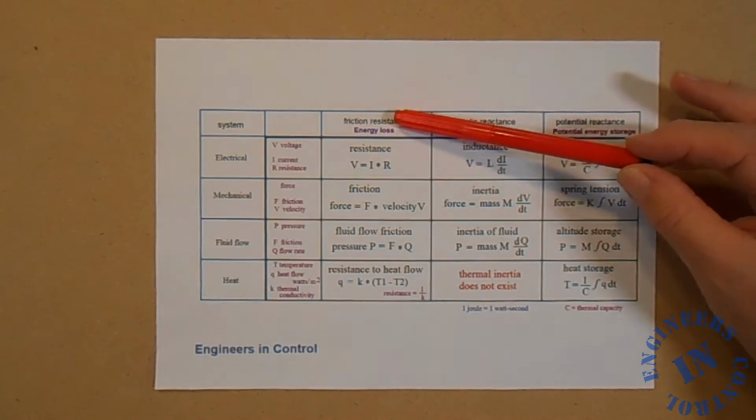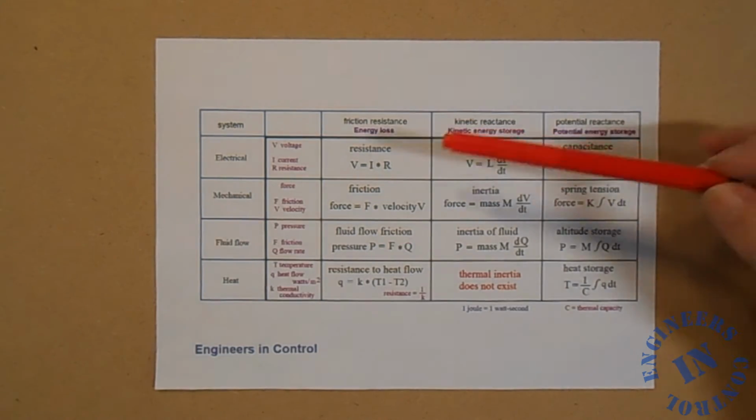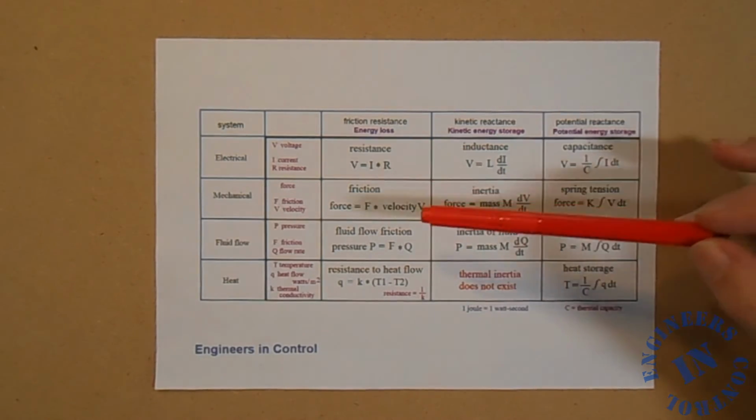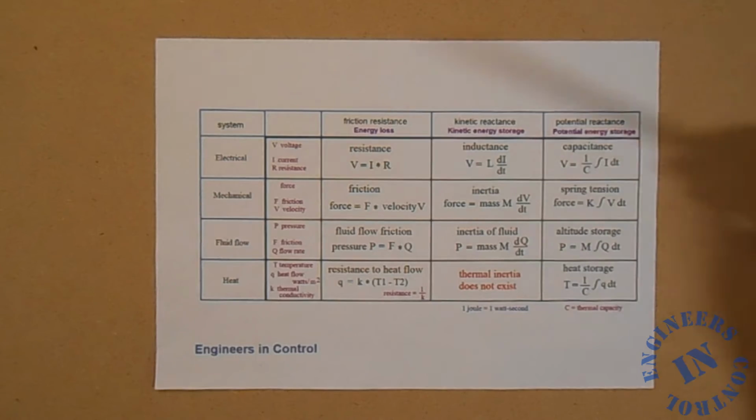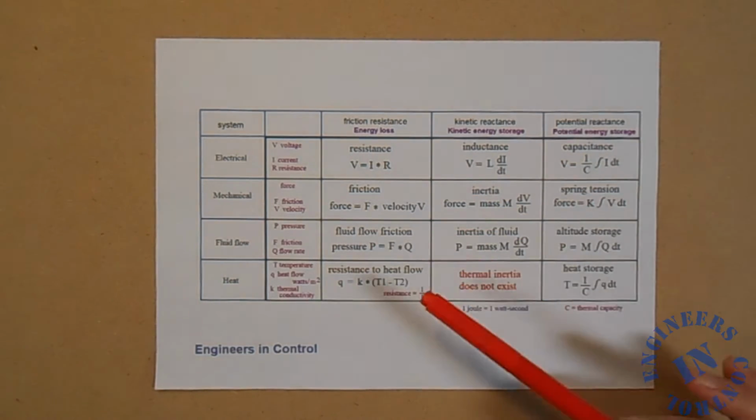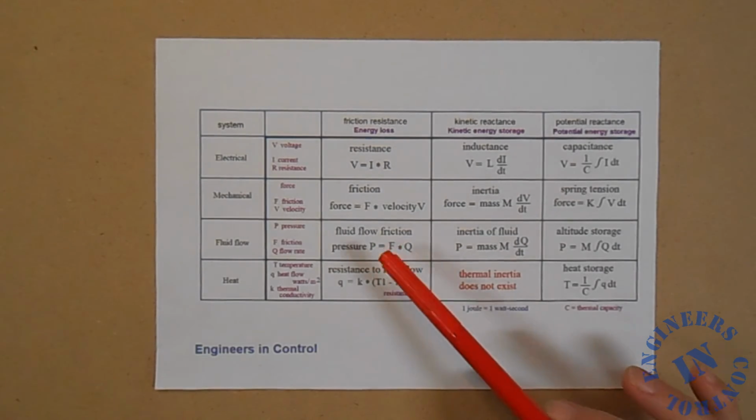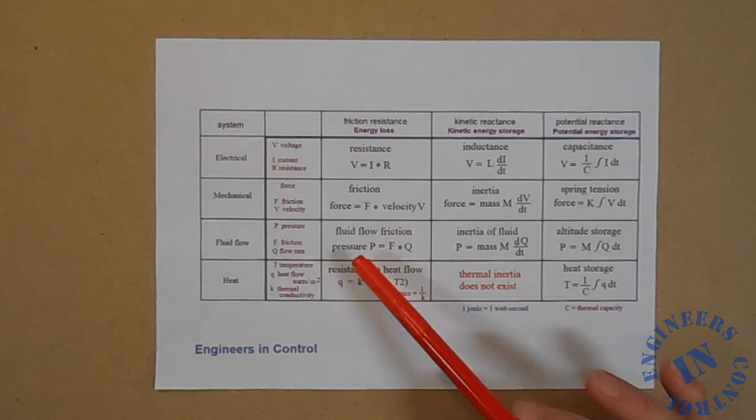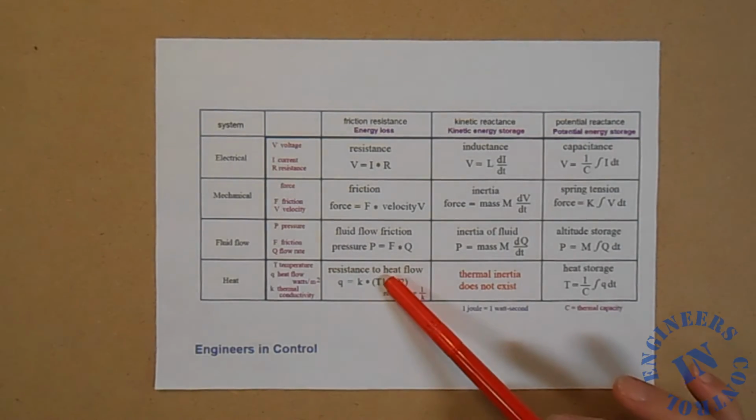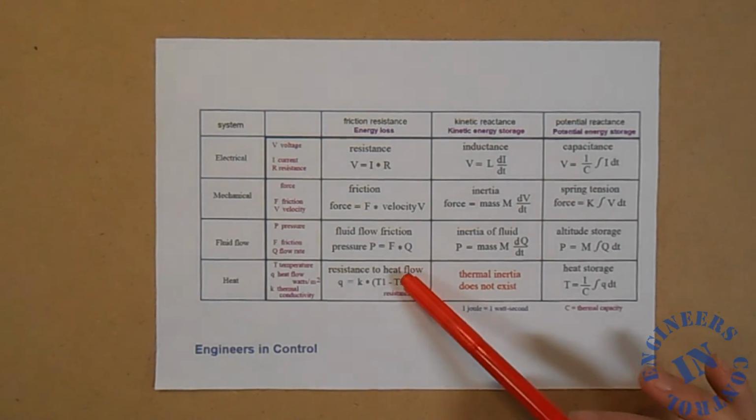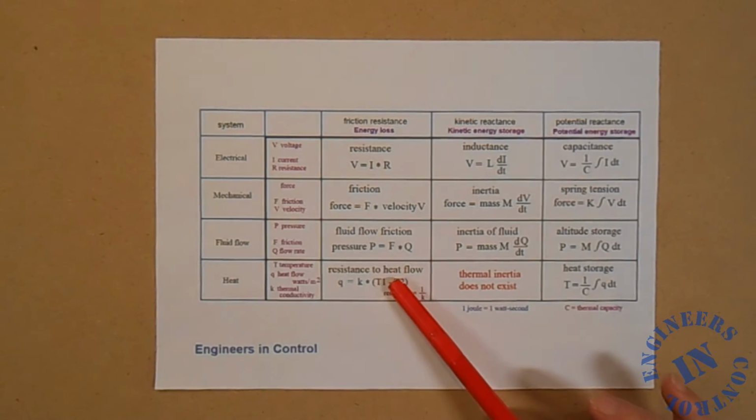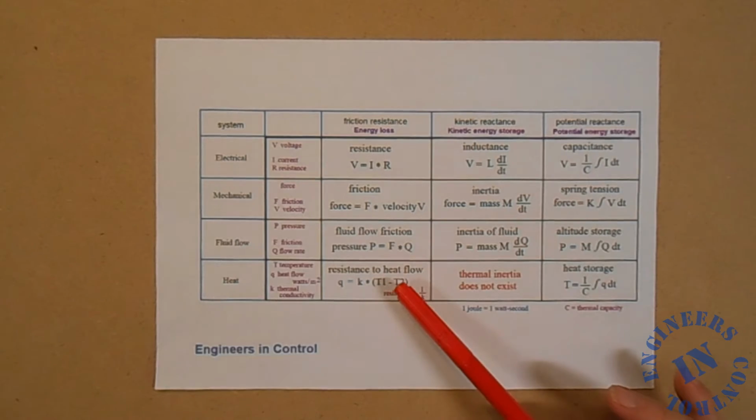So let's have a look at friction resistance, which is a passive, and we've got electrical resistance, a linear equation. For mechanical we have friction and velocity, again a linear equation. For fluid flow, we have fluid flow friction based on the driving force pressure, and we have a resistance to heat flow based on the resistance. But when people teach this in universities, they don't talk about resistance, they talk about conductivity.